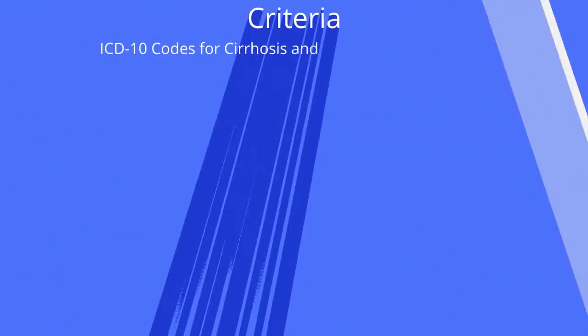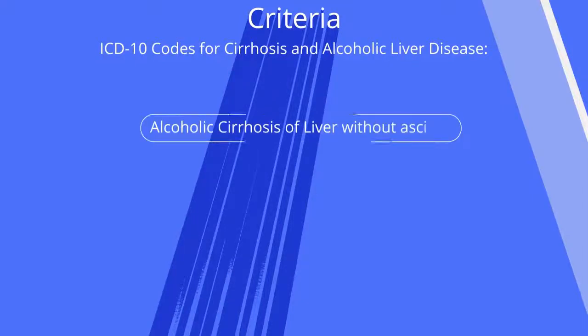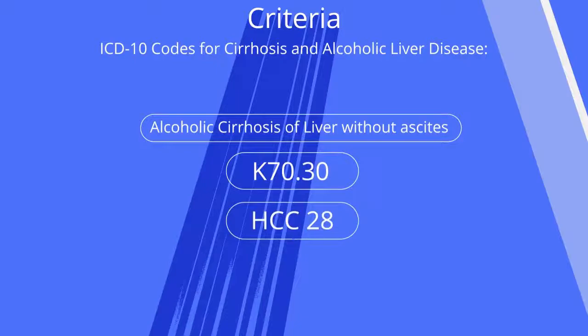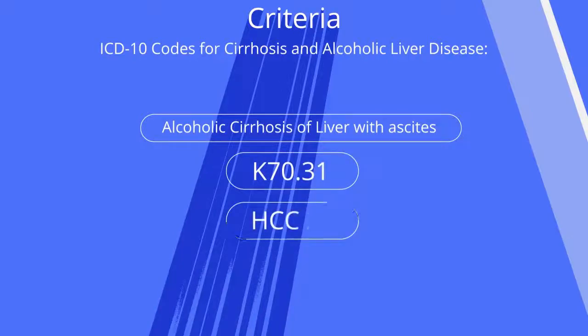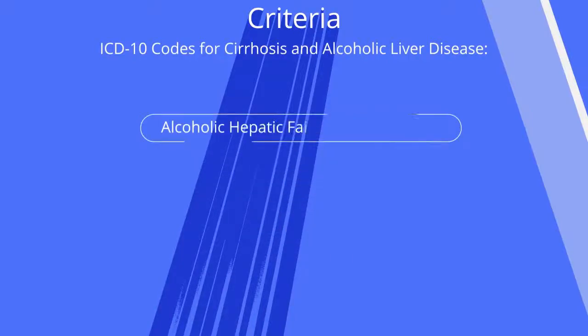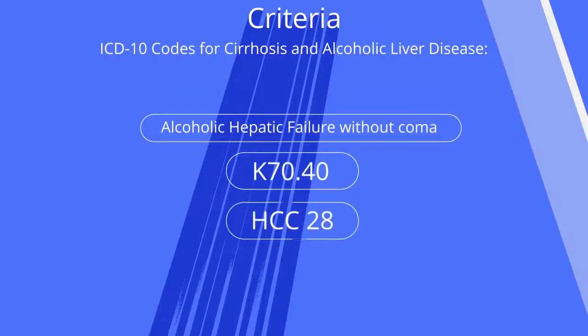Let us look at the various ICD-10 codes that fall under the purview of cirrhosis and alcoholic liver disease. For alcoholic cirrhosis of liver without ascites, the code is K70.30 and the HCC is 28. For alcoholic cirrhosis of liver with ascites, the code is K70.31, the HCC being 28. For alcoholic hepatic failure without coma, the ICD code is K70.40, HCC 28.